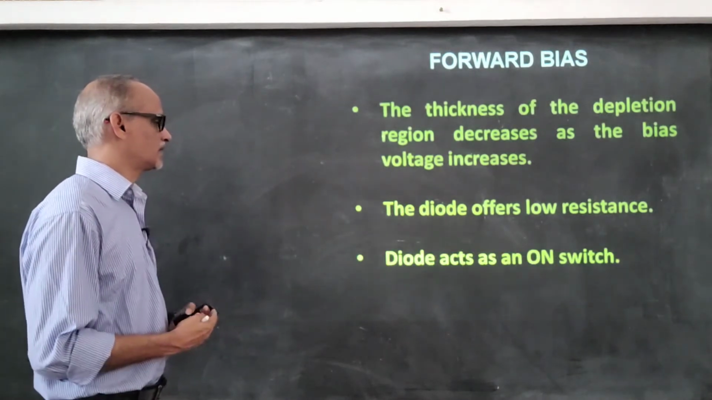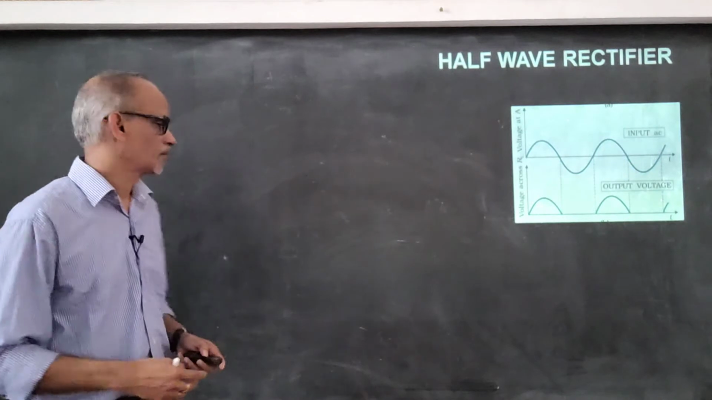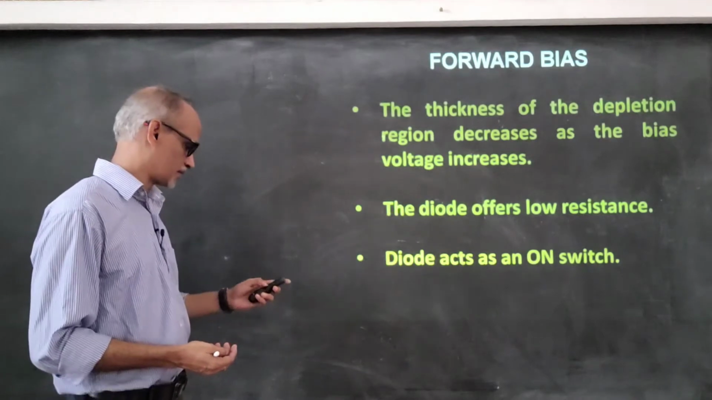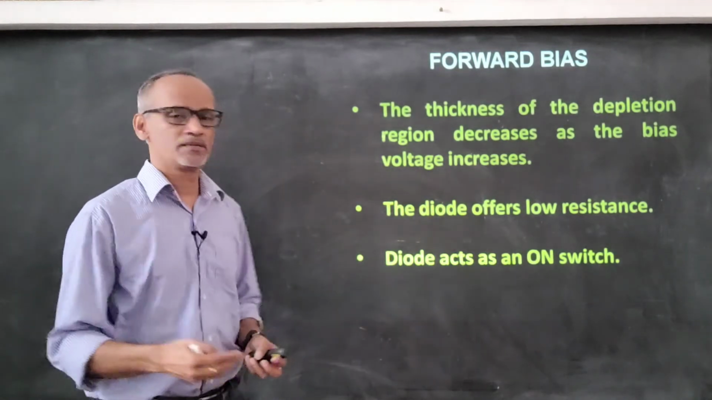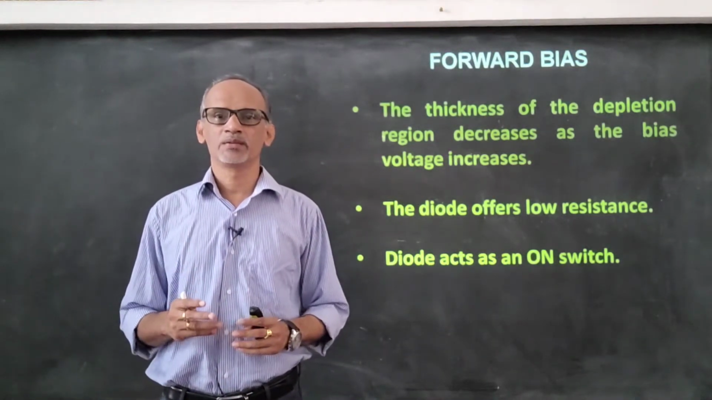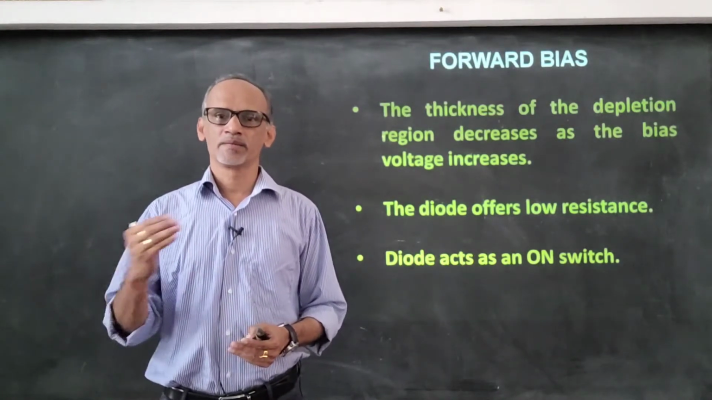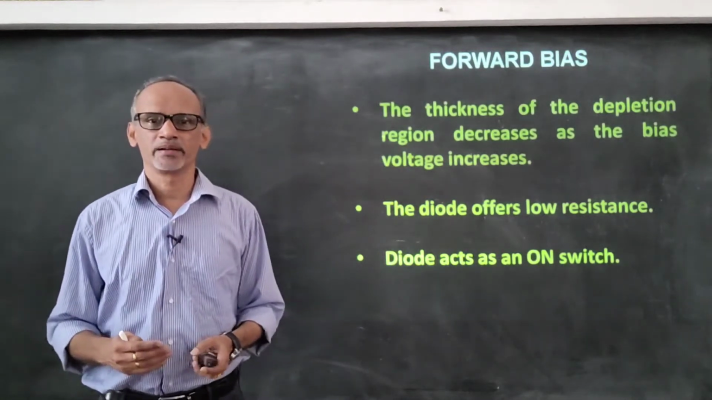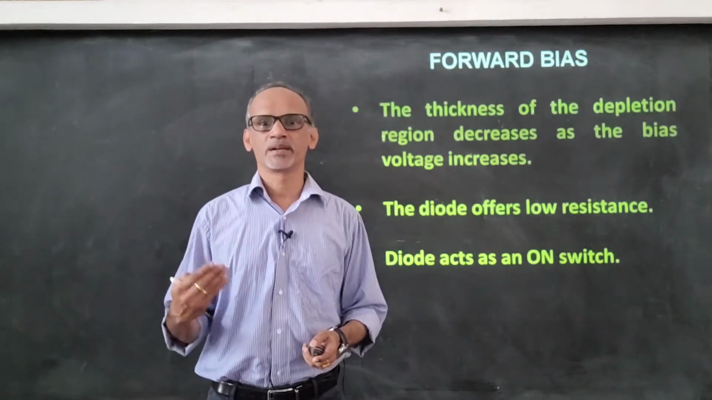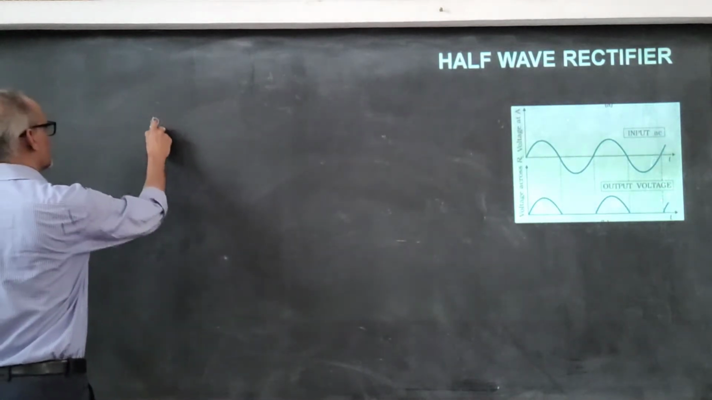And since the diode allows the charges to flow through it, the diode acts as an on switch. Whereas the diode in reverse bias acts as an off switch. So based on forward bias and reverse bias, we can conclude that the diode has the ability to allow charges only in one direction. That is called the unidirectional property. It conducts only when it is in forward bias, and it doesn't conduct when it is in reverse bias. And this unidirectional property is used in a circuit called a rectifier.